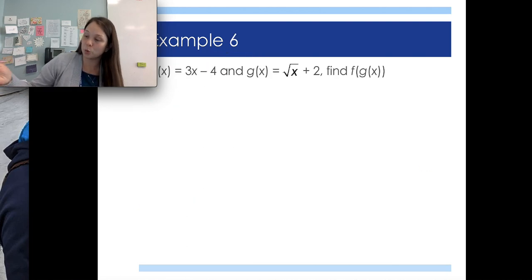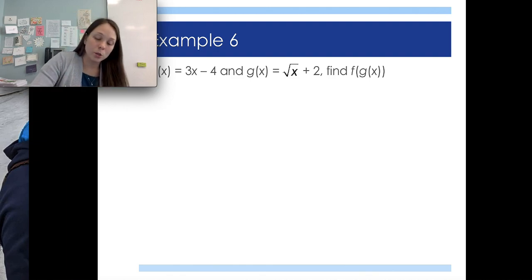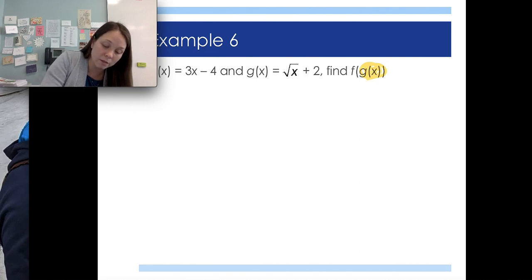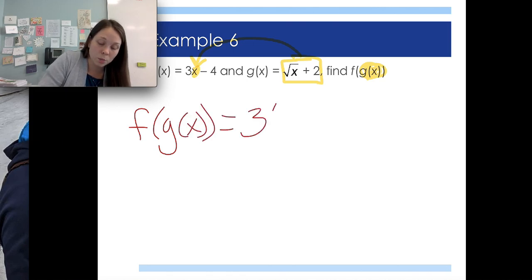All right, let's do one last one and then this lesson will be wrapped up. So it says to find f of g of x. So I'm taking function g, the square root of x plus 2, and I'm substituting that in for the x variable in the other equation. So f of g of x is 3 parentheses square root of x plus 2 and then minus 4.